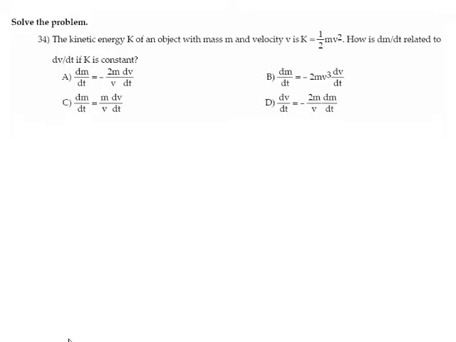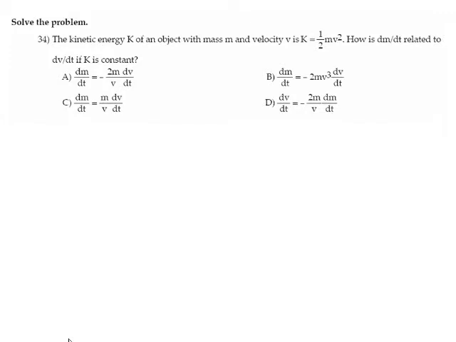In this problem, we have the kinetic energy of an object with mass m and velocity v, K equal 1/2 mv squared. How is dm/dt related to dv/dt if K is a constant? Okay, now we're assuming that m is not necessarily constant and is a function of t, and that v is not a constant and is a function of t. However, K is constant.